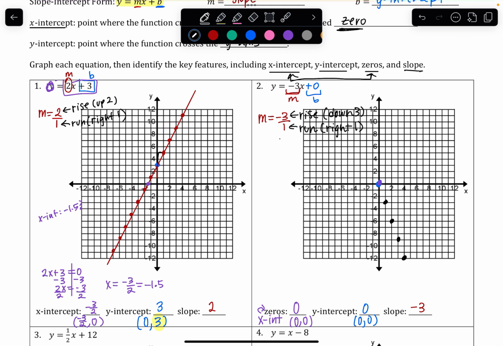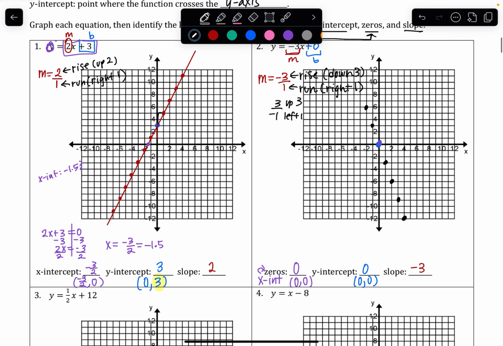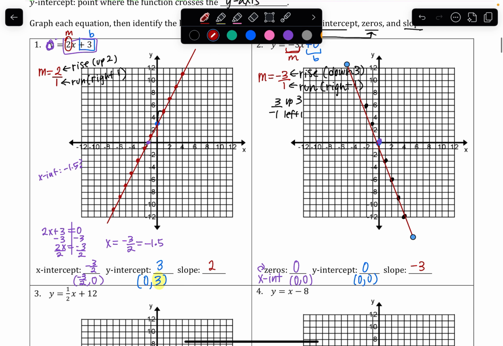If you wanted to view the negative on the bottom, that would be up 3, left 1, backwards 1. So I could go up 3, left 1, up 3, left 1. So you can account for the negative in either the rise or the run and still get the right answer. You just have to account for it in one or the other, not both. You don't want to treat both as negative because that would cancel out.